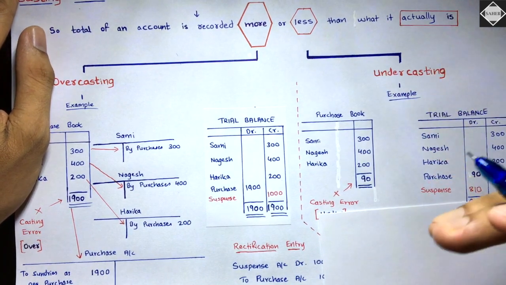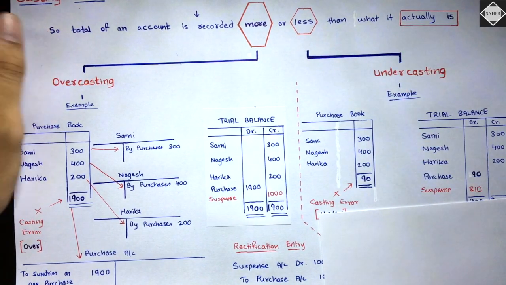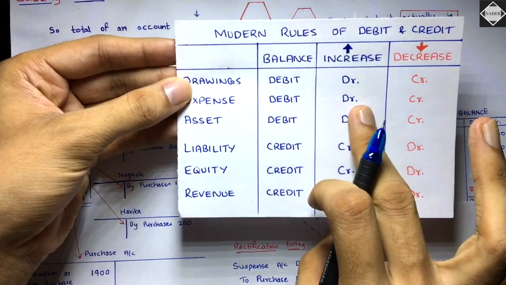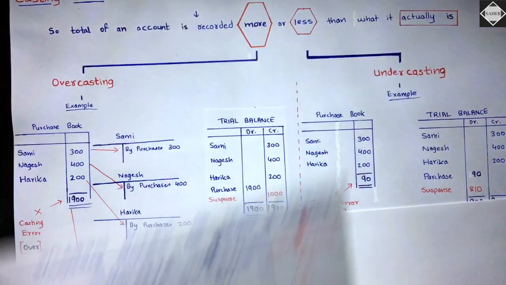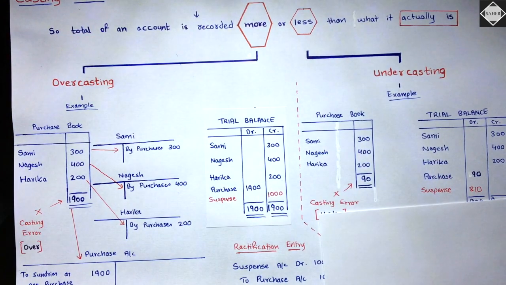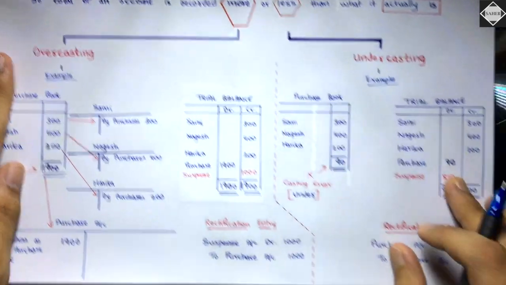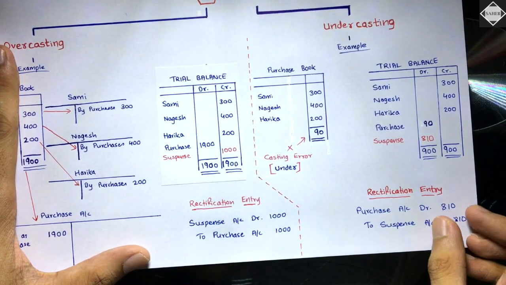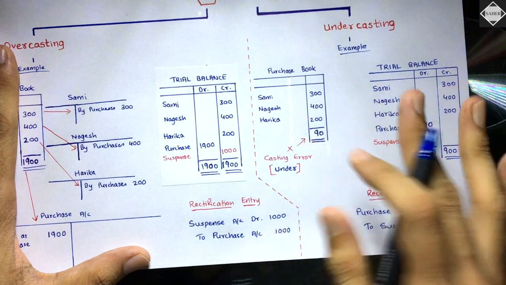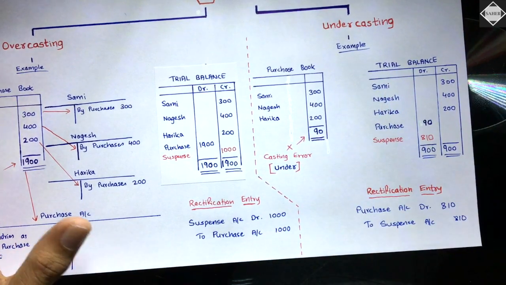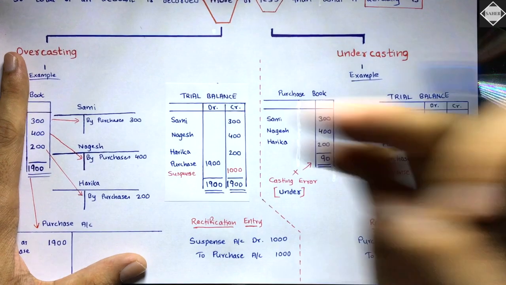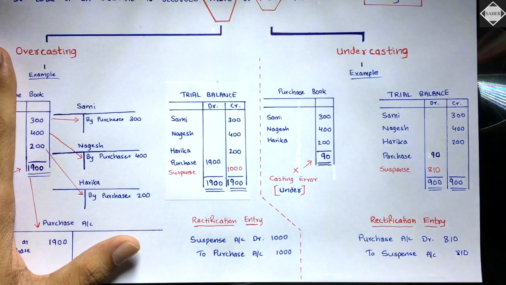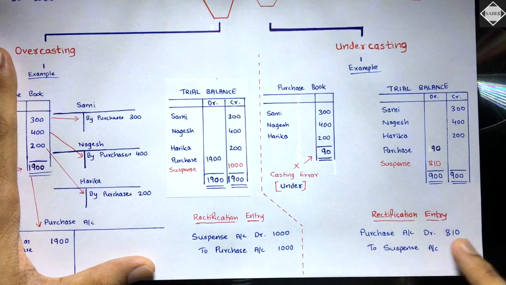So you have to increase the purchase account. Purchase account has a debit balance. To increase the purchase account, you have to debit the purchase account. Is there any doubt about that? No, not at all. So see the rectification entry. Purchase account debit. You will debit the purchase account by 810, not 900, not 90. Understand, you have to see by how much it has been undercasted or overcasted, and only that amount you have to take. So purchase account debit 810.